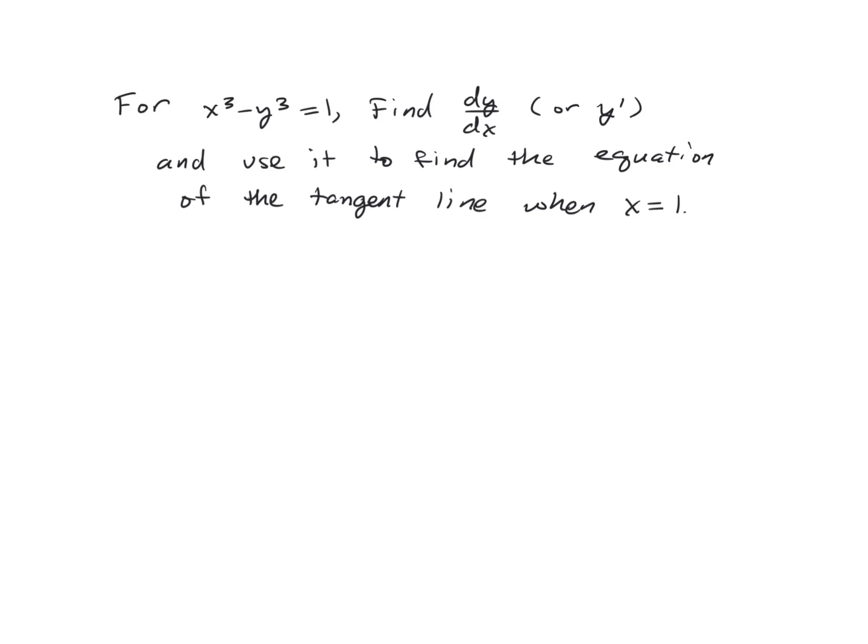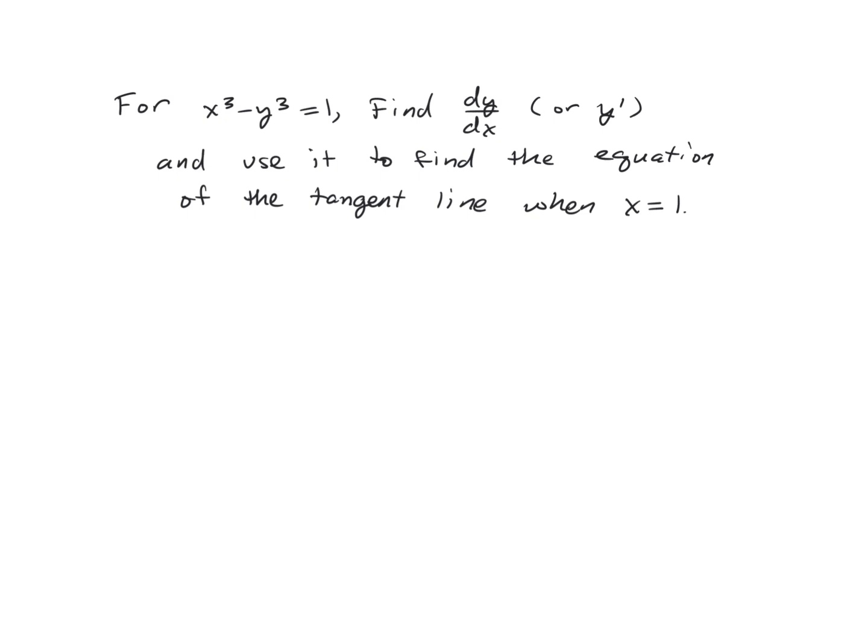Hello and welcome back. For this example, we're going to be taking this implicitly defined function, x cubed minus y cubed equals 1. We're going to find the derivative using implicit differentiation and then use the result to find the equation for the tangent line when x is equal to 1.